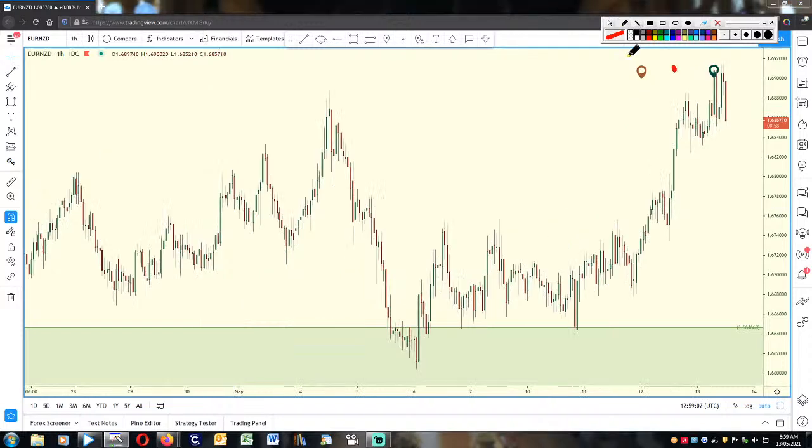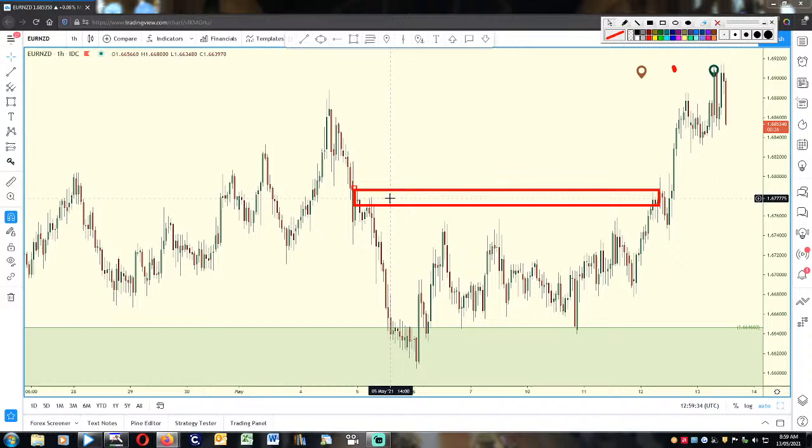So let me show you the trade that was here. There was an institutional area of supply right here. That was a supply zone that the banks used to propel price to the downside. Right here, it came here and dropped.